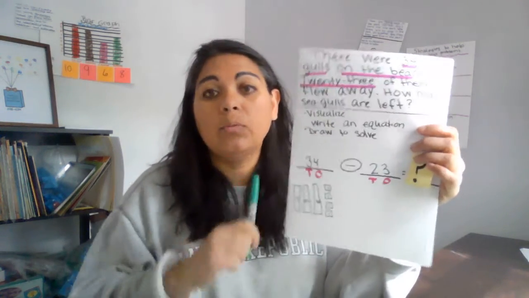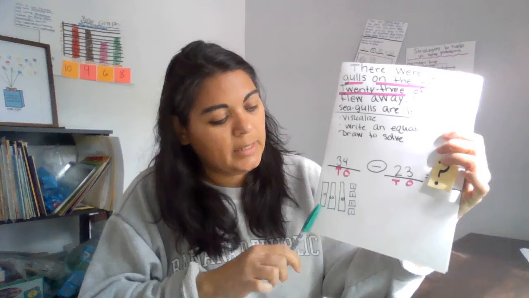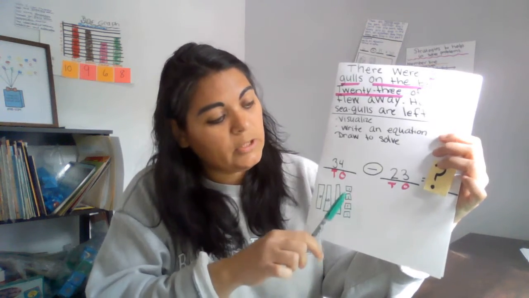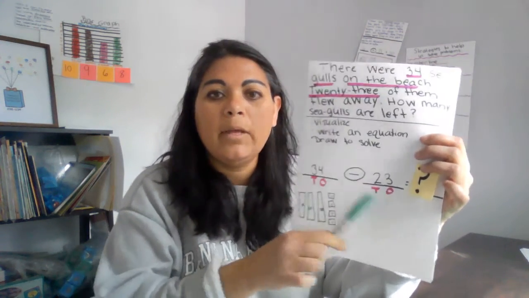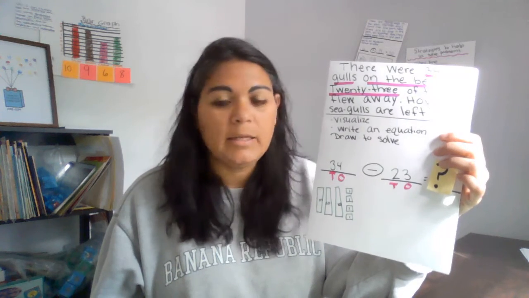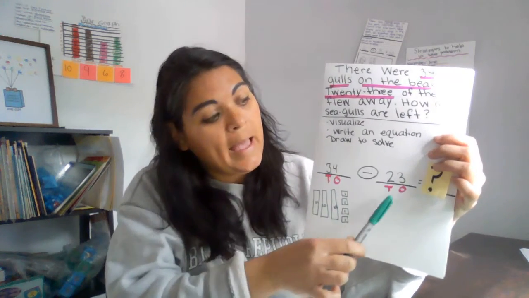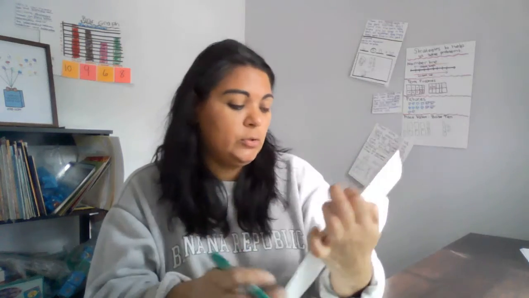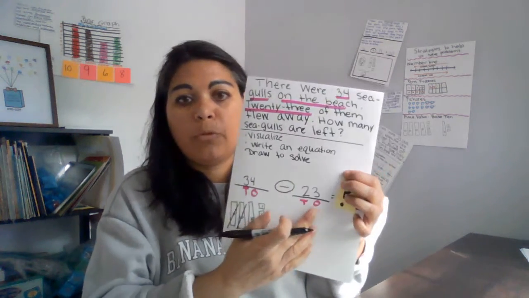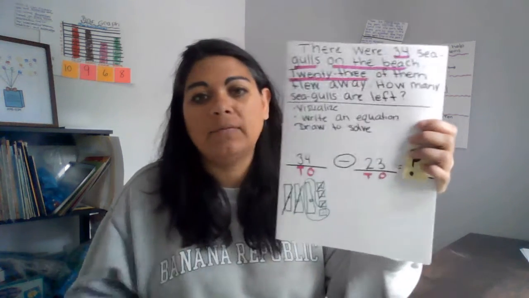Okay, let's count to double check we have it right. 10, 20, 30, 31, 32, 33, 34. Now, how many flew away? And all I need to do is look at my place value. How many tens do I have? I have 2 tens that we are going to take away. And we have 3 ones that we are taking away. So all of a sudden, I am going to draw what I have left.